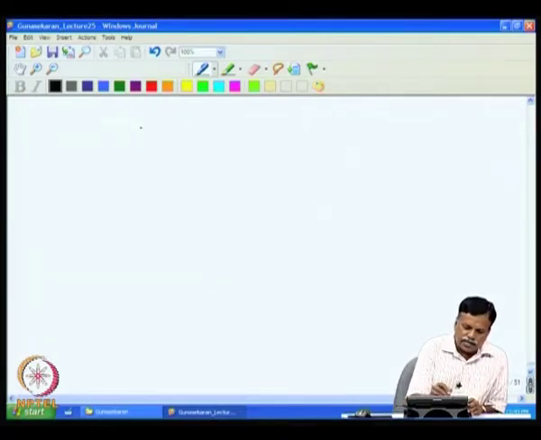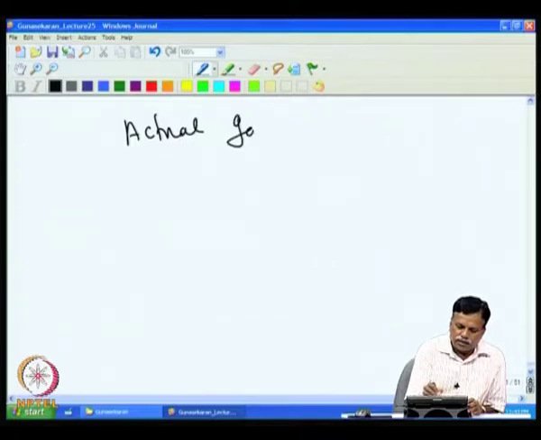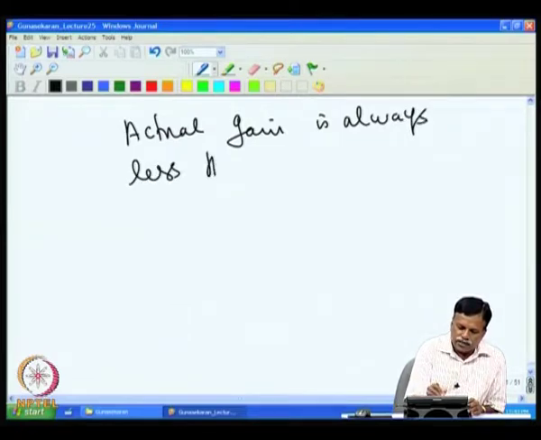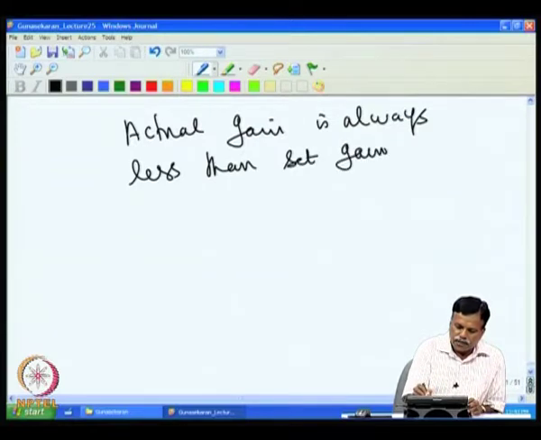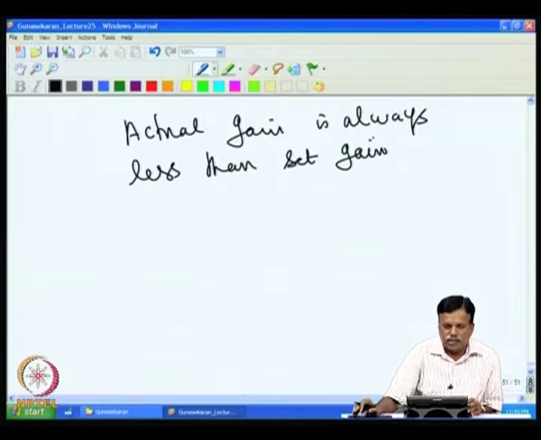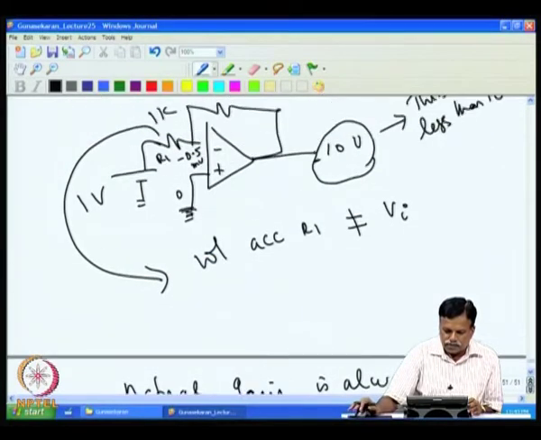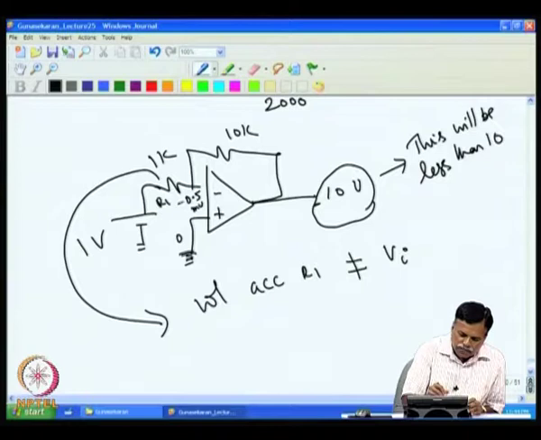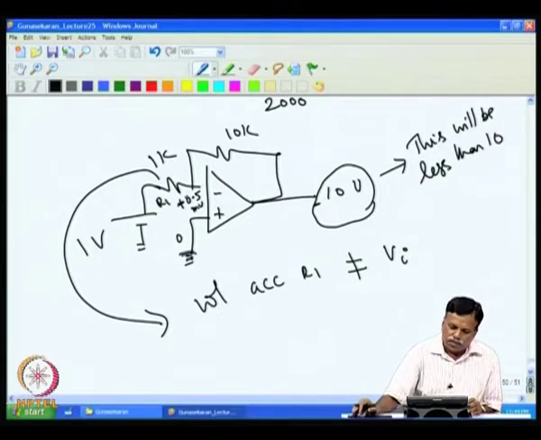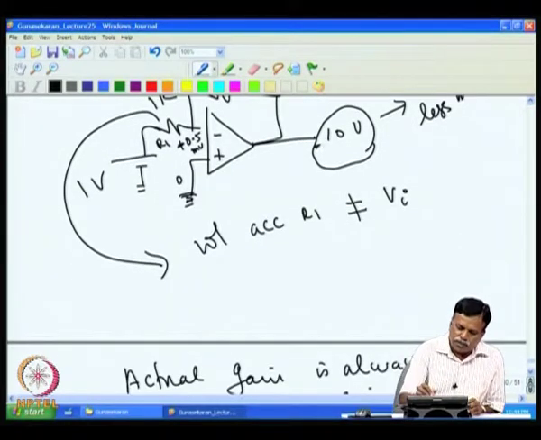In fact, what really happens is the actual gain is always less than the set gain. Actually, this is to be plus 0.5 millivolt, not minus, because the output has to be minus, which means this has to be plus. So, this voltage is plus 0.5 millivolt.